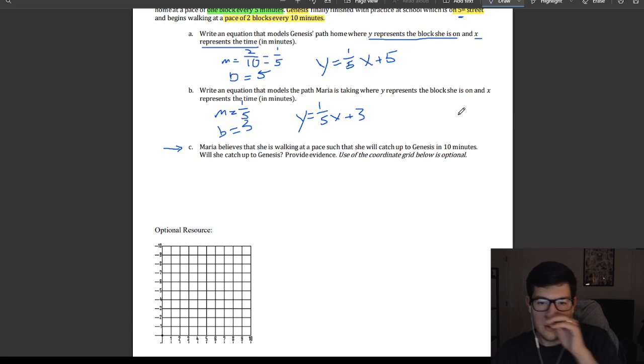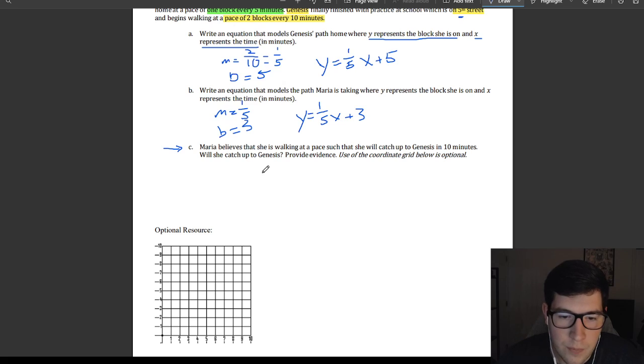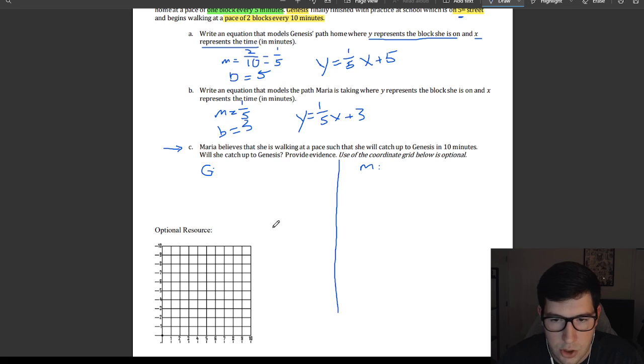All right, so looking at C, hopefully you have something down. If you don't, that's okay. Just go ahead and follow along. So, again, Maria believes that she is walking at a pace such that she will catch up to Genesis in 10 minutes. So what we're really looking at here is both of our equations. And so remember that Genesis is going to be on our left. Maria is going to be over here on our right. Let's split them down the middle-ish.